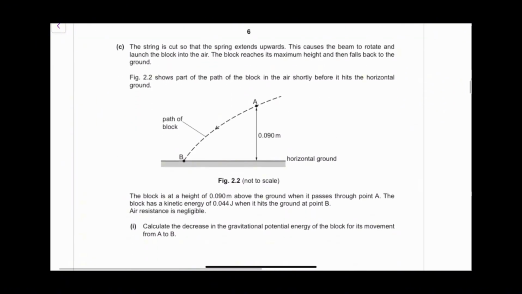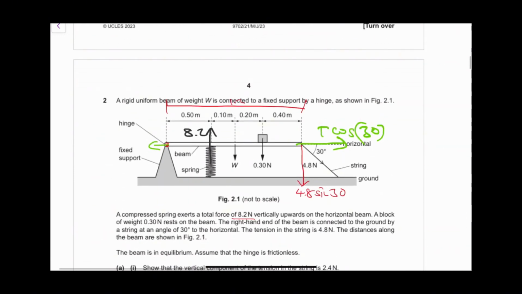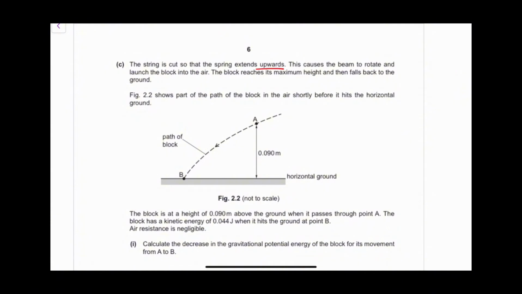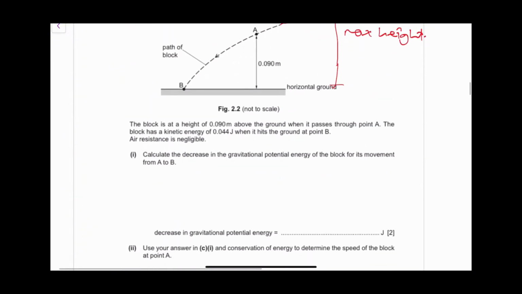The string is then cut so that the spring extends upwards. As the spring extends upwards, it launches the block in the air. So this is a block, and it is launched in the air. The block reaches its maximum height somewhere over here. Then it begins to fall back to the ground. So it starts at A and then arrives at B. We've been asked to calculate the decrease in the gravitational potential energy for its movement from A to B.